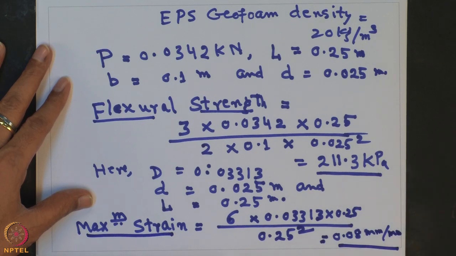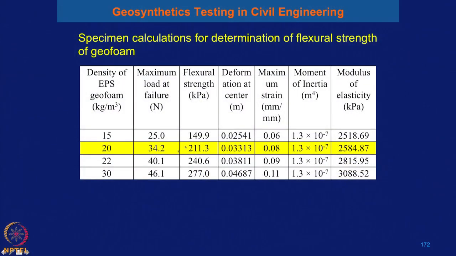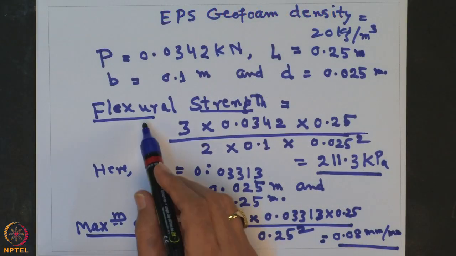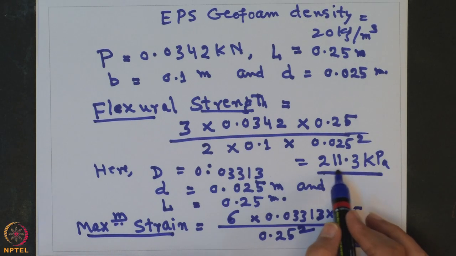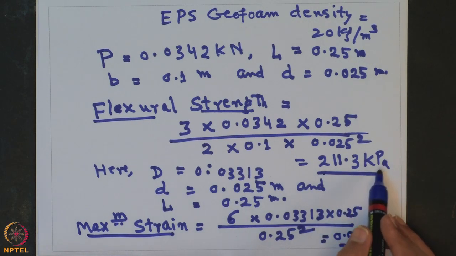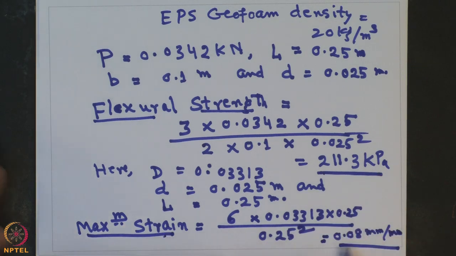So, what I showed you earlier in this table, you can see that the flexural strength is 211.3 and the maximum strain is 0.08. That means here the flexural strength is 211.3 kilopascal and the maximum strain value is 0.08 millimeter per millimeter.